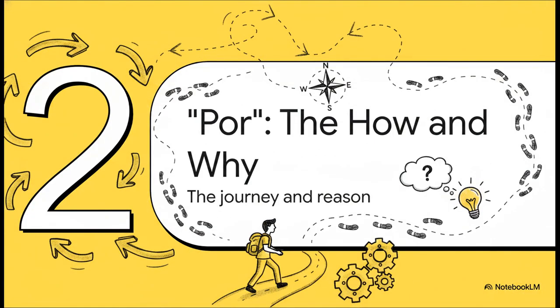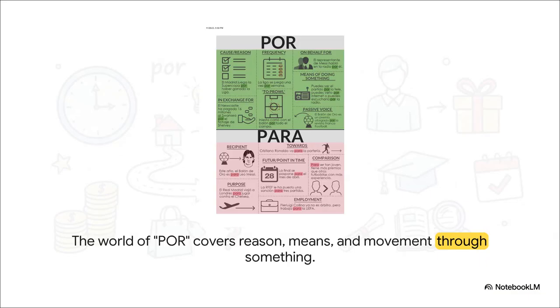Okay, first up is por. Now, this is our journey word. We use it when we're talking about the reason something is happening, the way it happens, or the path it takes to get there. It's all about the process. This image here illustrates the main ideas perfectly. You can see por covers the cause or the reason for something, the means of doing it, like by radio or TV, and even that idea of movement through a space. It's all the stuff that happens along the way.